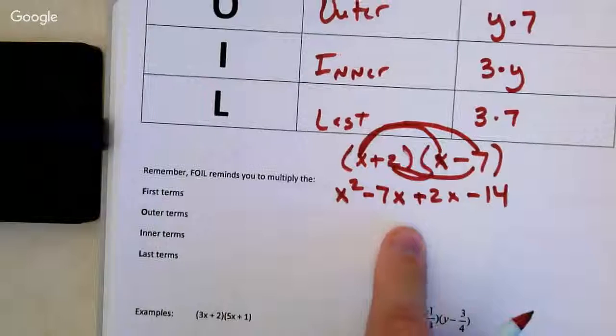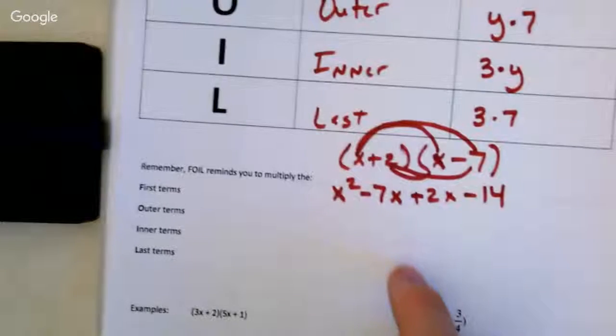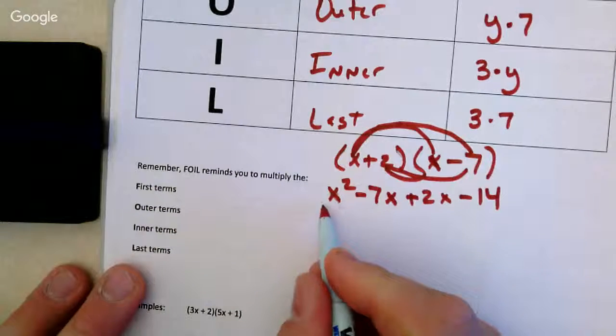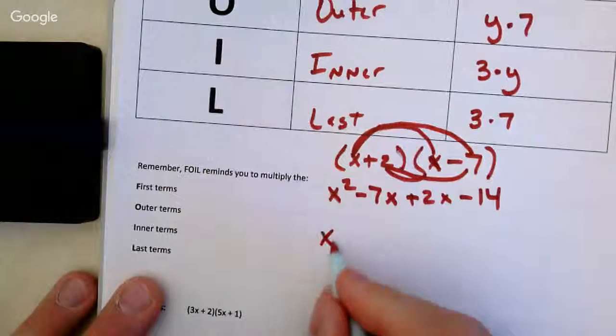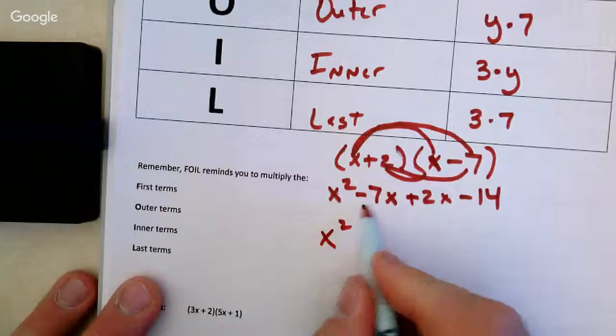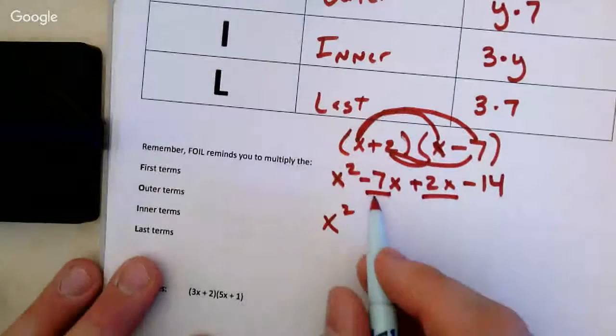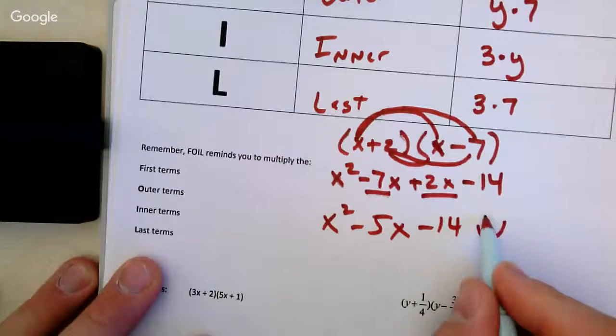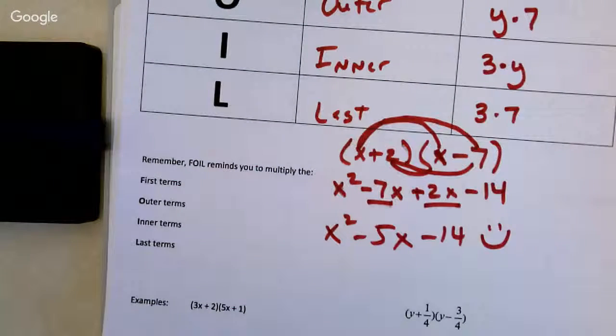Am I done with this? No, because I have to combine like terms. Right. Are there any other x squareds? Nope. So I keep the x squared. Are there any other x's? Yeah, I got -7 plus 2. That gives me what? And then I bring the -14 down. Ladies and gentlemen, you have just foiled your first problem in high school.